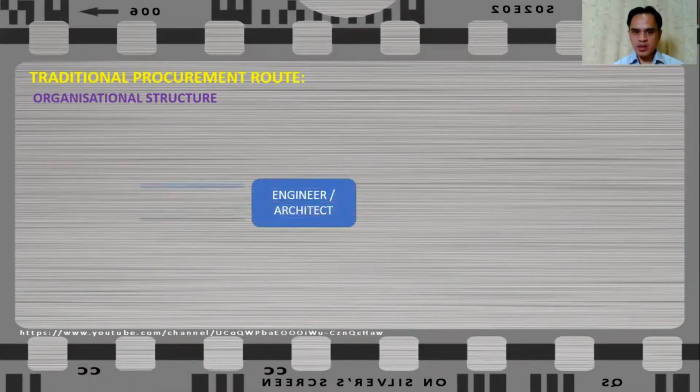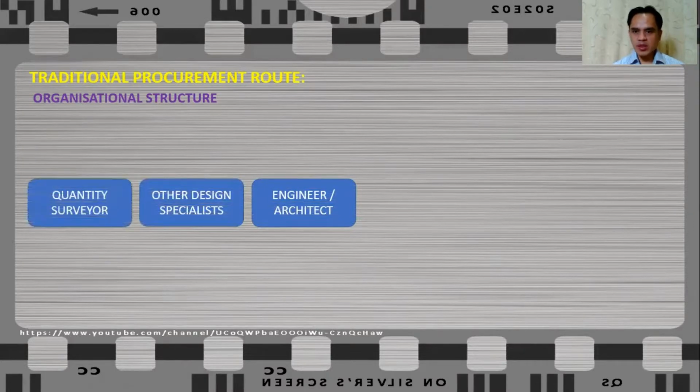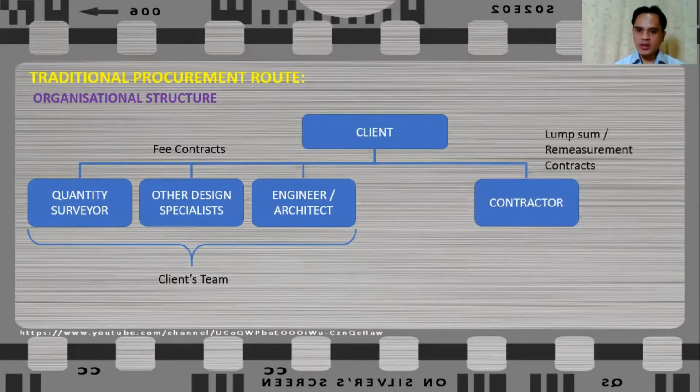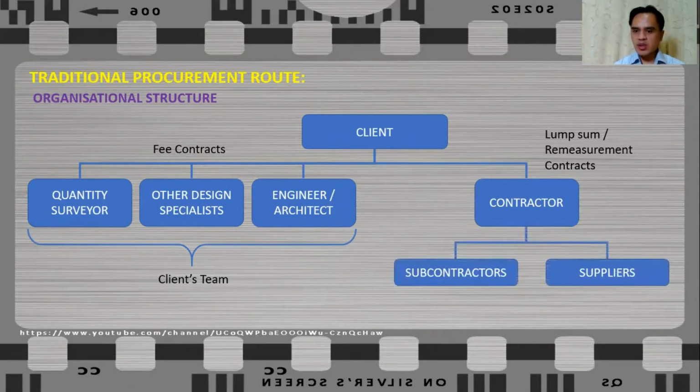The engineer or architect, other design specialists, and quantity surveyor will be composed of the client's team. They will be directly under the client for a fee contract. Once the design is completed, the client will hire the contractor under lump sum or remeasurement contract, and the subcontractors and other suppliers will be directly under the contractor. The engineer or the design team will have an administrative responsibility to the contractor on behalf of the client. So this is how the organizational structure under traditional procurement route looks like.